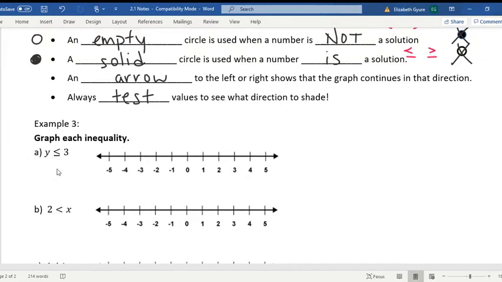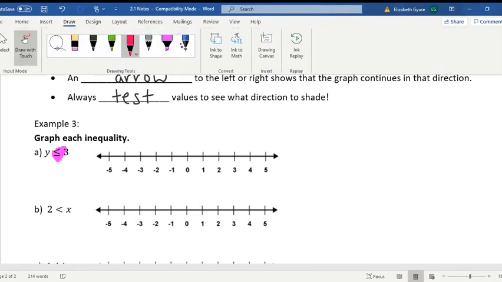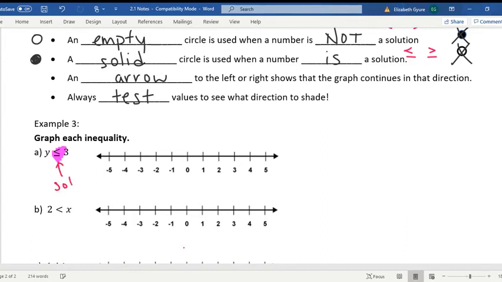We have y is less than or equal to 3. So first thing I want to do is decide what kind of circle I need. We have a less than or equal to symbol, right? Okay. So if it's a less than or equal to, couldn't 3 be a solution? It's an equal to, right? Anytime you have that equal to bar, this means you're going to use a solid circle. Okay, so at 3, look at your number line, find the 3. You're going to put a solid circle at 3.